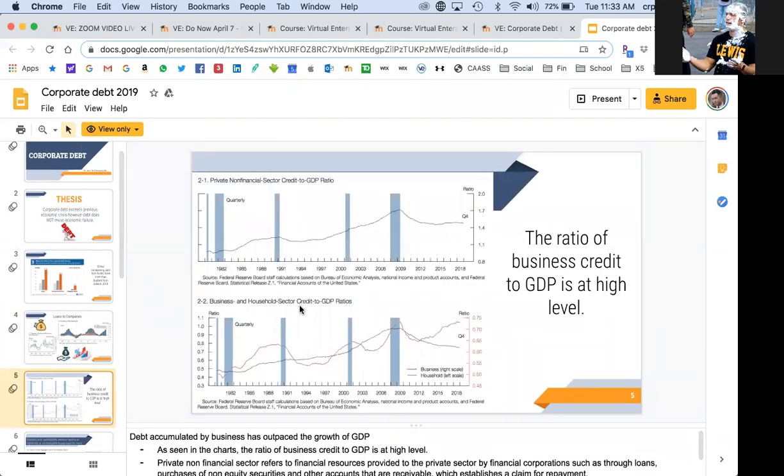Then I get to credit to GDP ratio. So you have to find out, is your credit to GDP ratio the same as debt to GDP ratio? Because I think debt is more relevant as a ratio than credit.